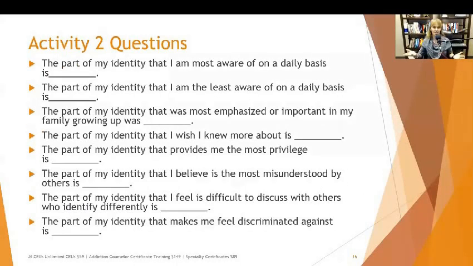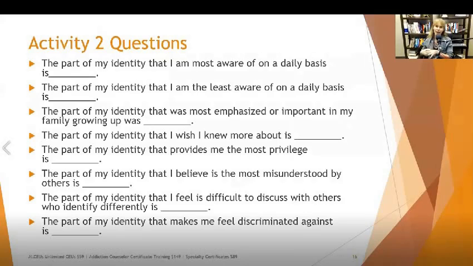So the questions. The part of my identity that I'm most aware of on a daily basis is. The part of my identity that I'm least aware of on a daily basis is. The part of my identity that was most emphasized or important in my family growing up was. The part of my identity that I wish I knew more about is. The part of my identity that provides me the most privilege is. You may have to define that.